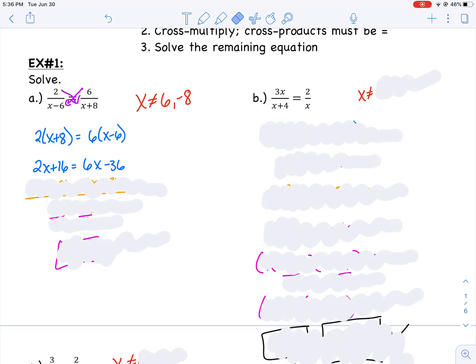And now I have an equation that I can solve. I'm going to subtract 2x from both sides. I'm going to add 36 to both sides.